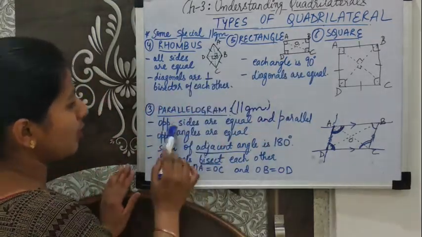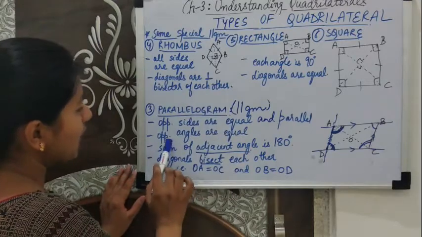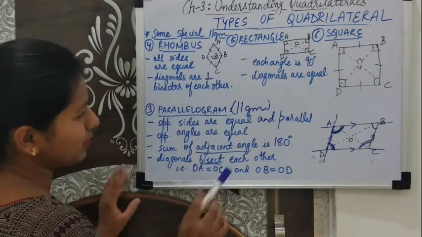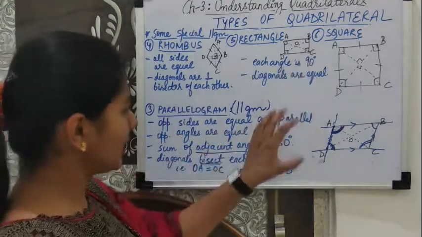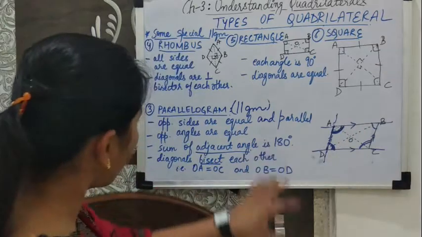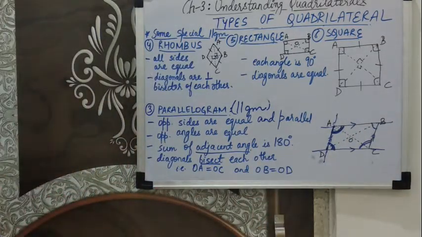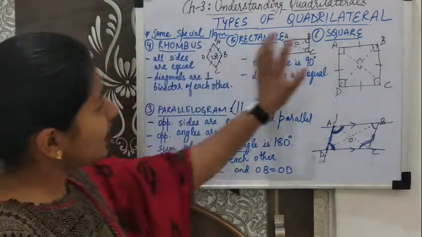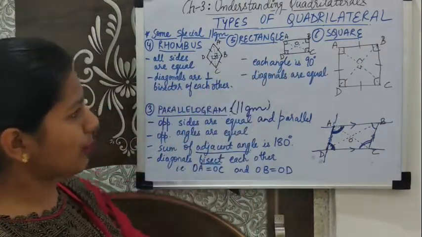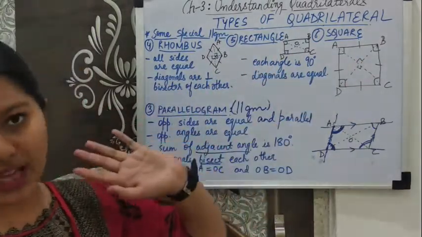In rhombus also opposite sides are equal and parallel. Opposite angles are equal. Sum of adjacent angles 180 degree. Diagonals bisect each other. Similarly, rectangle also, all these properties are followed. Similarly, in square also, all these four properties are followed. So, they all are a category of parallelogram. This is also a parallelogram, this is also a parallelogram, and this is also a parallelogram.